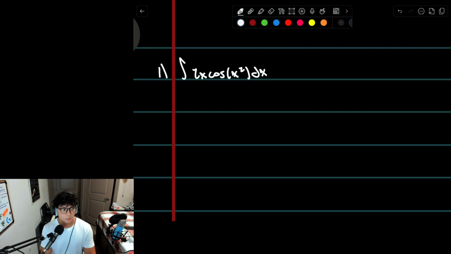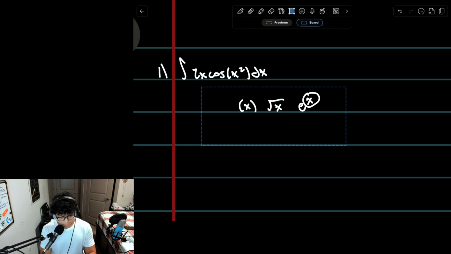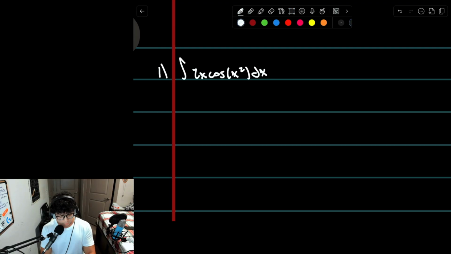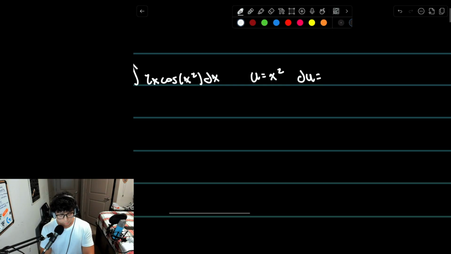To do that, you want to look for any inner functions. Now an inner function typically consists of any parentheses, square roots, or powers. In this case, we are given the parentheses x squared, so that'll be our u. We then find our du, which is the derivative of x squared, which is 2x dx.